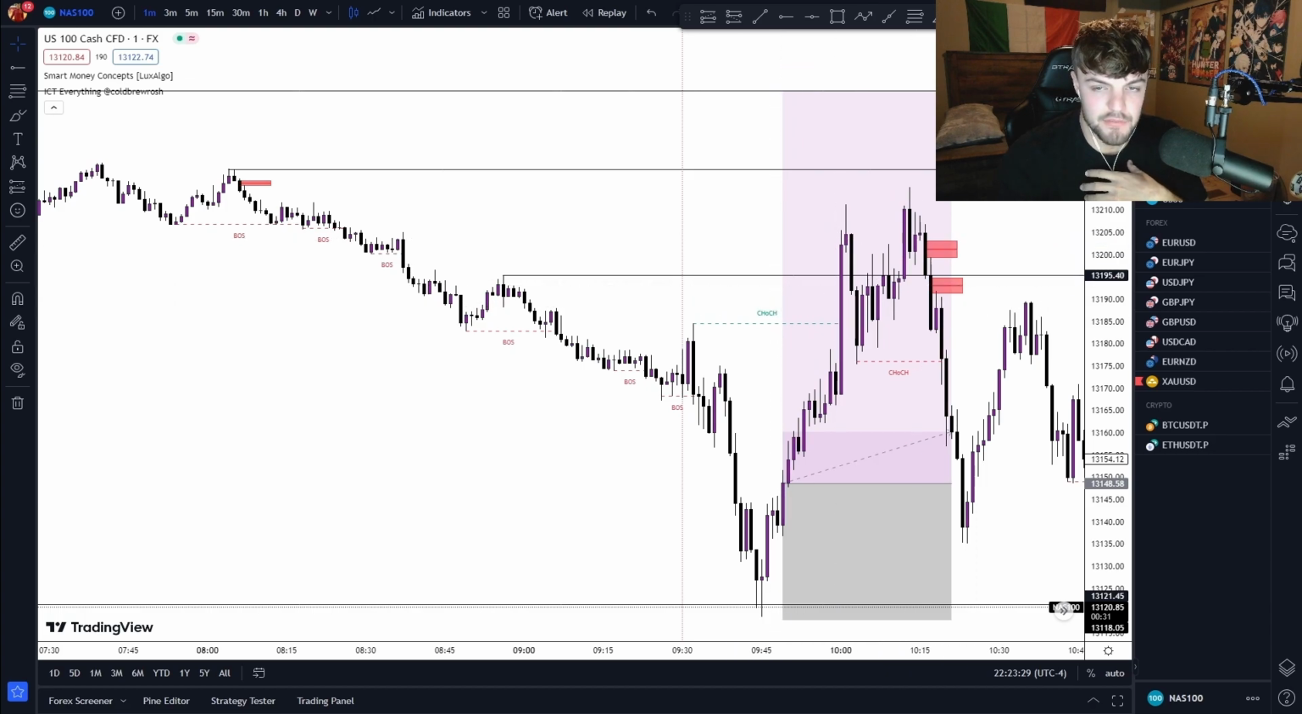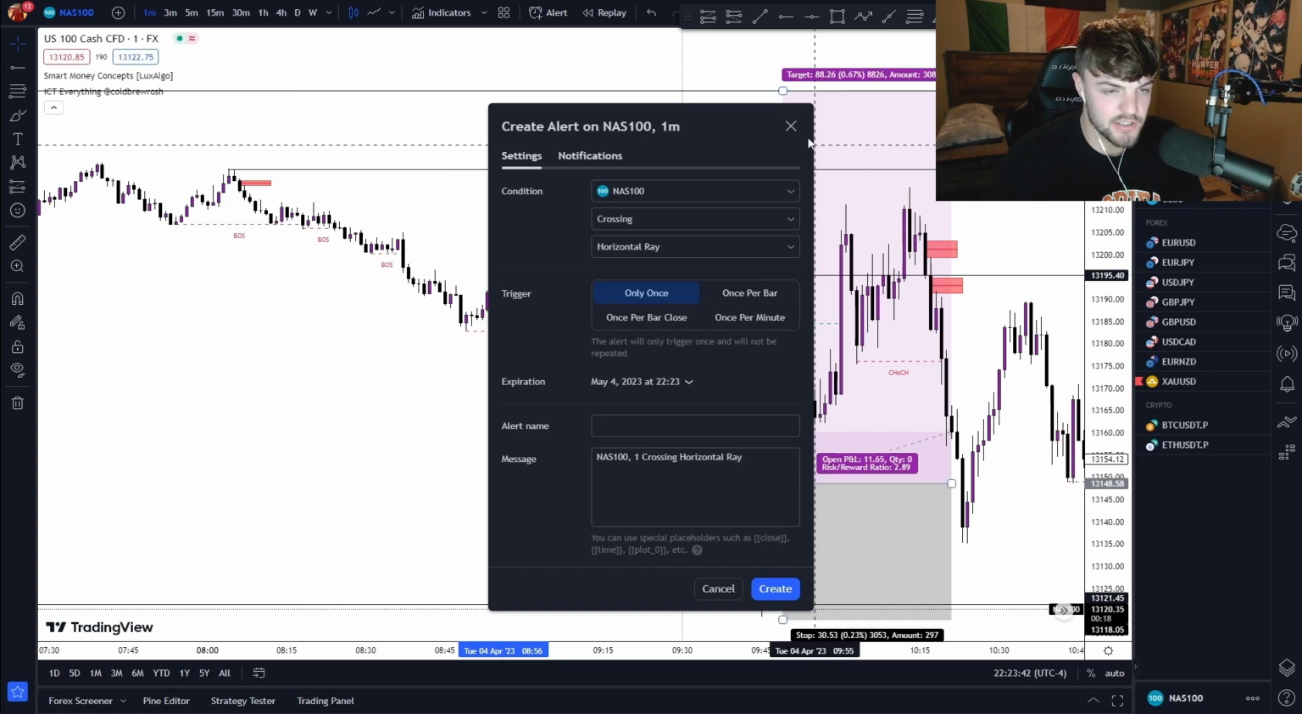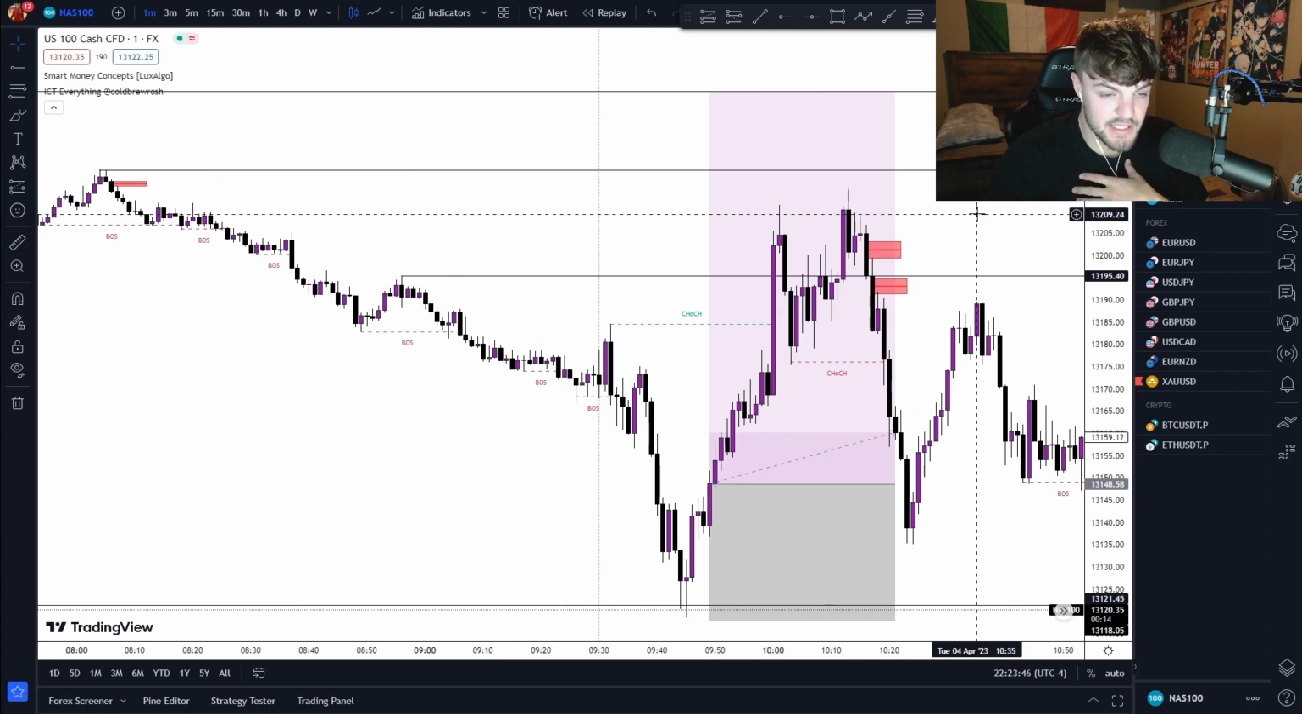And what I like to do, I have the free plan. If you have a better plan, a little bit easier, I pretty much have that horizontal ray. I set alerts, just a crossing alert, super easy. You don't have to be on your phone staring at the charts. Super helpful. For me personally, it helps me not think about the trade. It helps me focus on whatever else I'm doing.